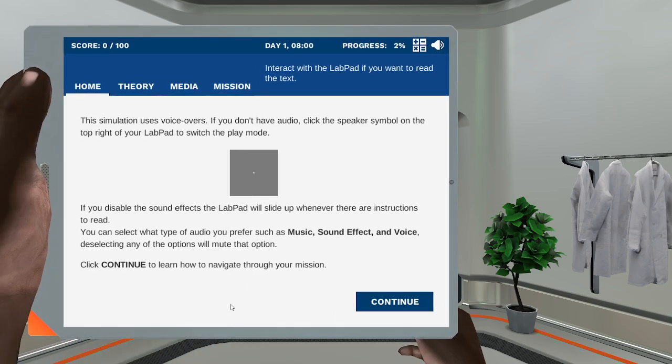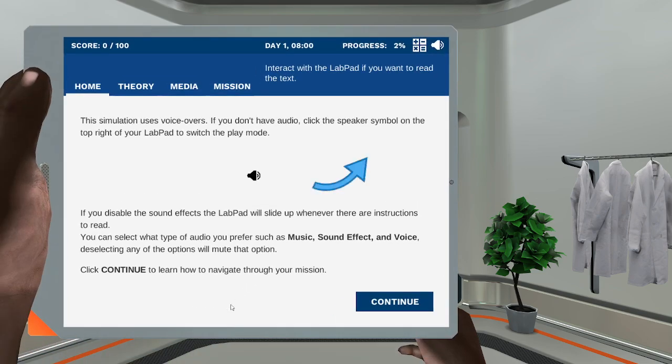This simulation uses voiceovers. If you don't have audio, click the speaker symbol on the top right of your lab pad to switch the play mode. If you disable the sound effects, the lab pad will slide up whenever there are instructions to read. You can select what type of audio you prefer, such as music, sound effect, and voice. Deselecting any of the options will mute that option. Click Continue to learn how to navigate through your mission.